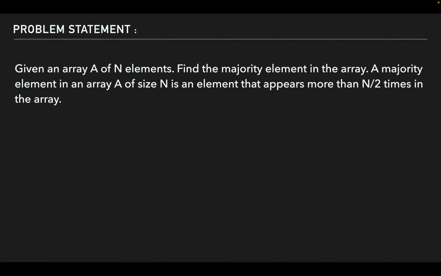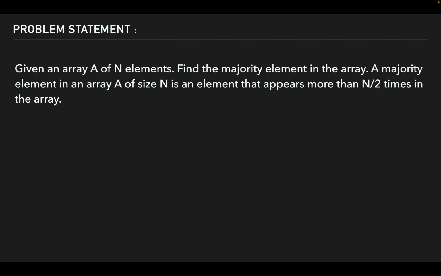So let me first introduce you all to the problem statement. Given an array A of n elements, find the majority element in the array. Now what is a majority element? Any element in an array which appears more than n/2 times, where n is the size of the array, is called a majority element. I hope the problem statement is clear.